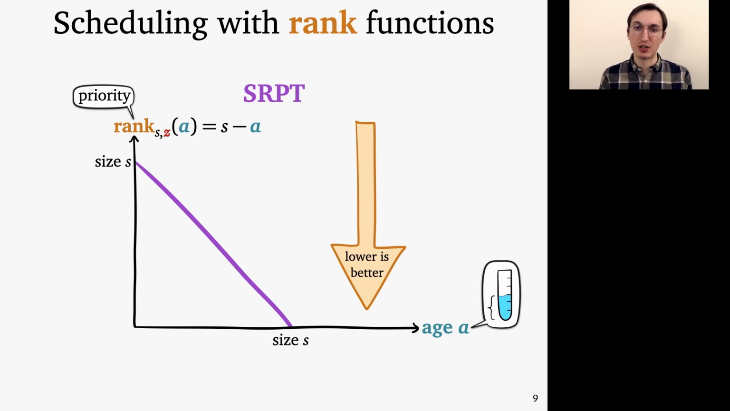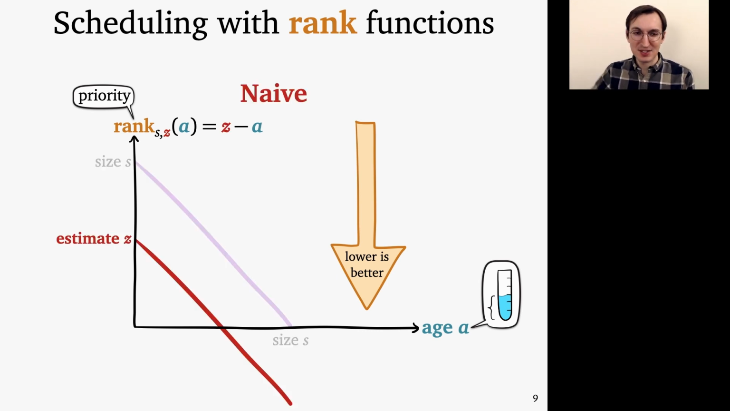And so SRPT always serves the job of least remaining size. Now, of course, we're going to try and design a rank function that doesn't use S, because we don't have access to the true sizes. So if we don't have S, but we do have Z, what might we do instead of SRPT? Well, the obvious idea is, Z is going to be close enough to S, so let's just use Z instead. So this is a policy that we call naive. It's the naive translation of SRPT into the size estimate setting.